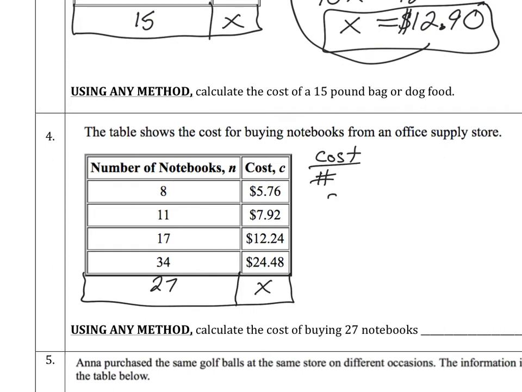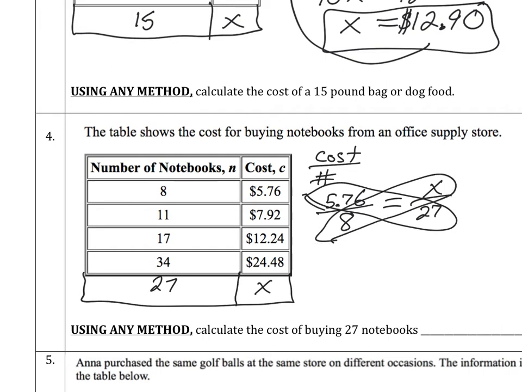So I need the cost. Let's take 5.76. That's for 8 notebooks. Cost x for 27 notebooks. Cross multiply. 8x equals 27 times 5.76. And that gives you 155.52. And then we divide by 8.